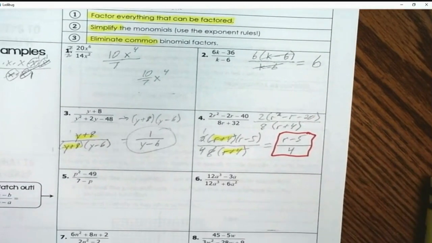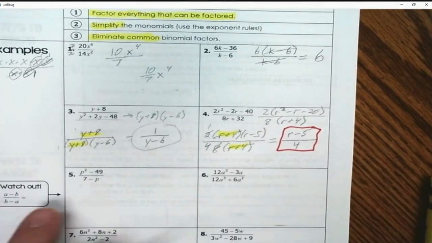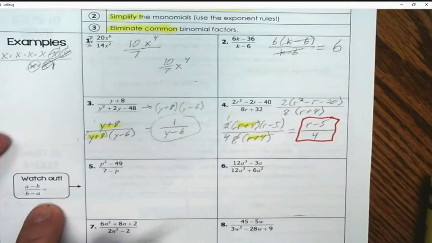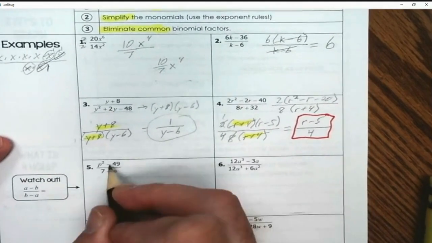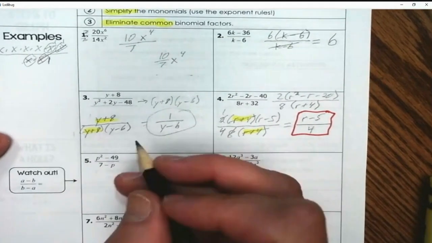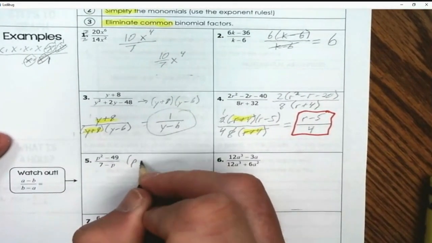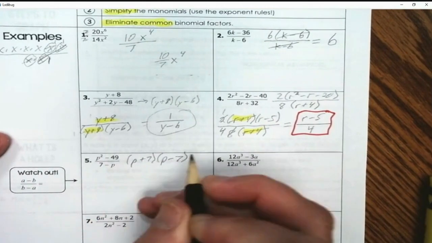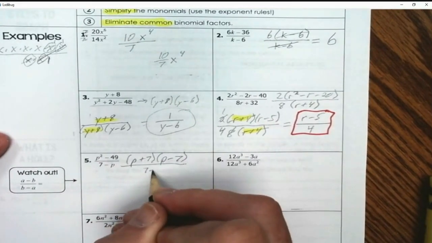All right, let's do a couple more, because this gets a little tricky. Look, there's a little watch out over here. A minus b divided by b minus a. If we have p squared minus 49, this is the difference of two squares. If we recognize that, it makes it easy to factor, because that's p plus 7, p minus 7. All over 7 minus p.